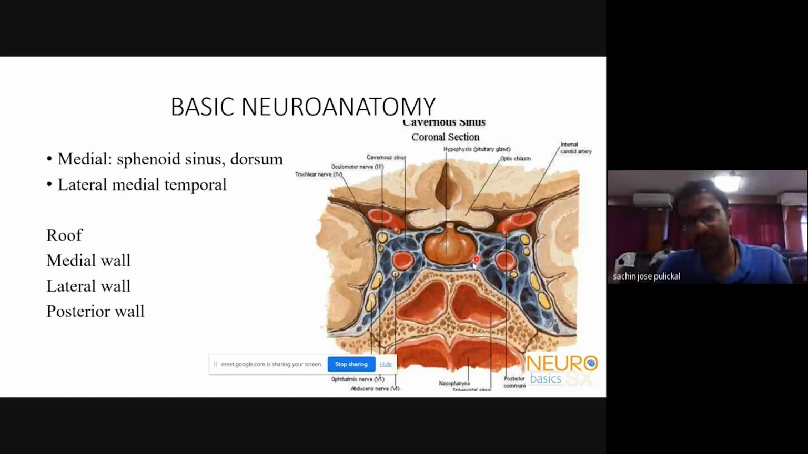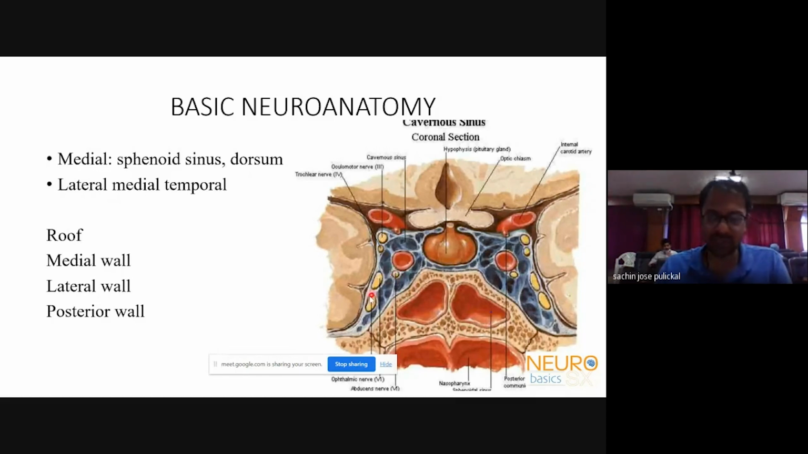In this small space, many important structures of the brain traverse through it. You can see the cavernous ICA traversing through a lake of cavernous veins. Near the cavernous ICA, you can see the sixth nerve. You have the third nerve, fourth nerve, and fifth nerve V1, which are traversing along the wall of the cavernous sinus, just medial to the temporal lobe. In fact, the sixth nerve is the only one traversing through the inside of the cavernous sinus. So this is what we know from MBBS.